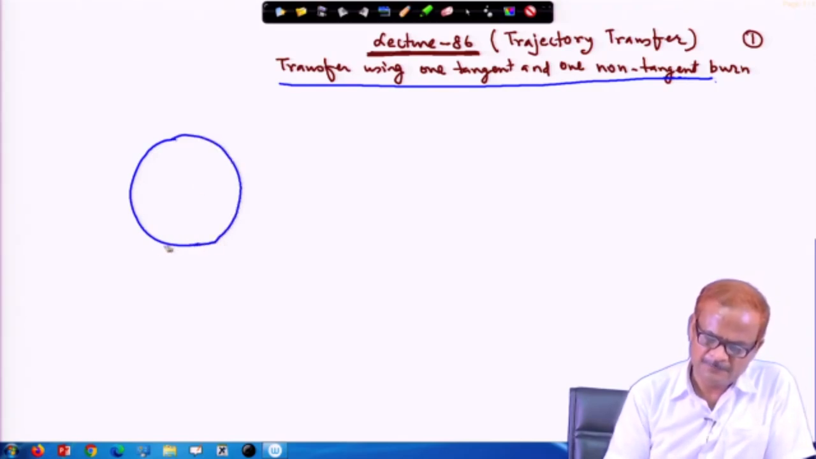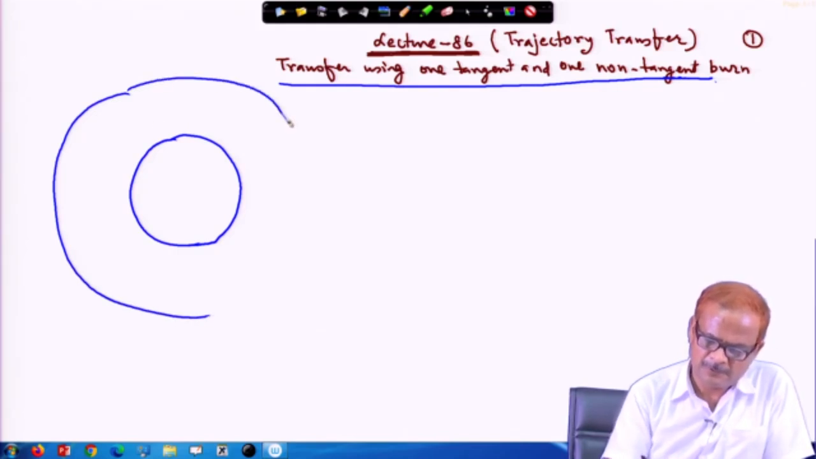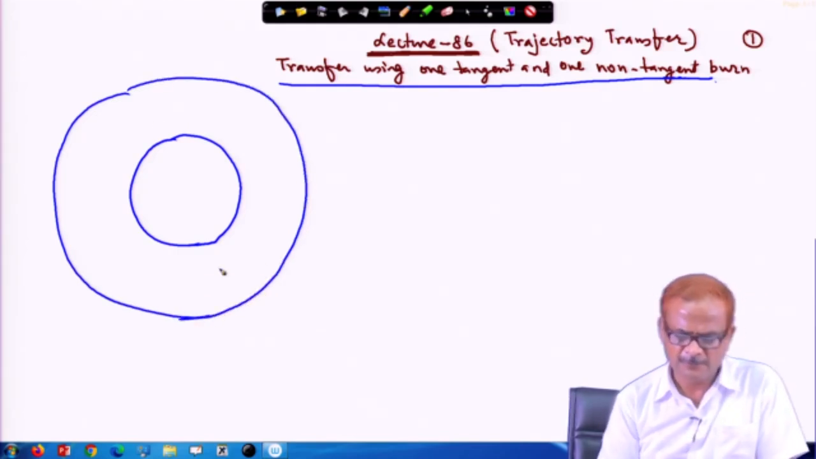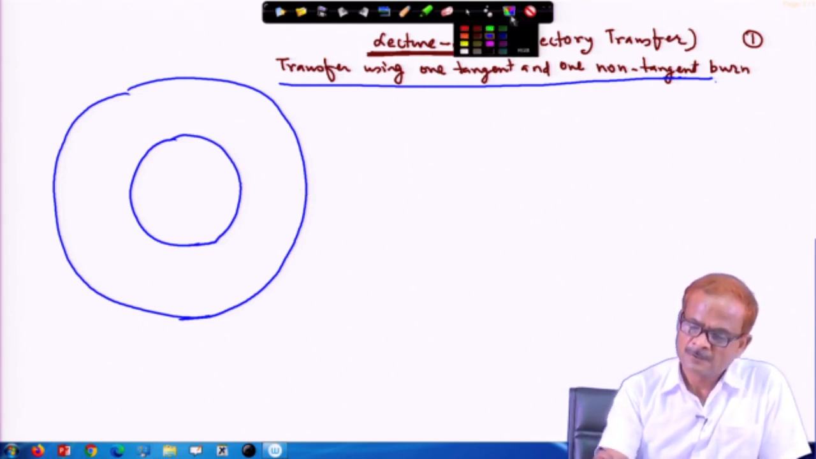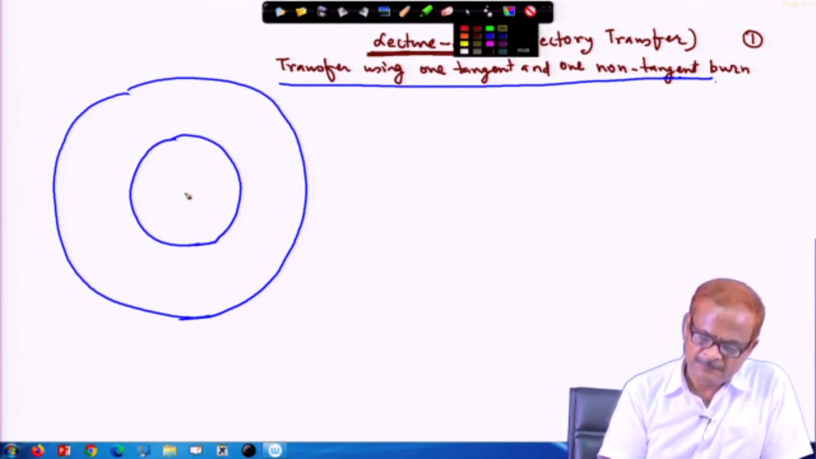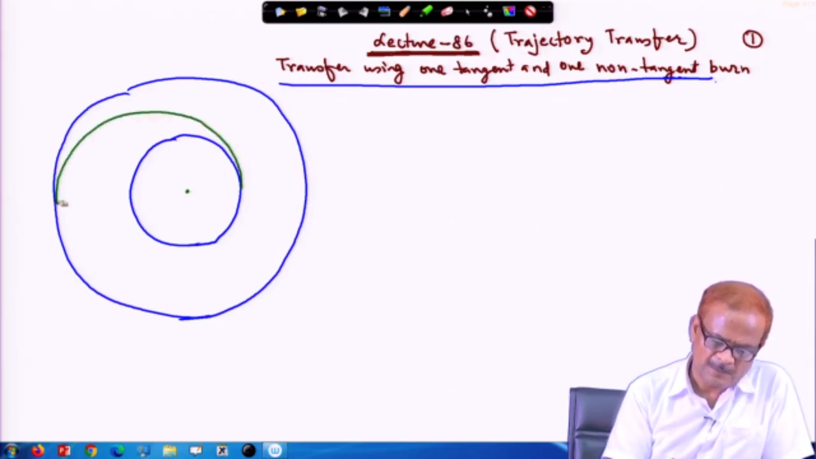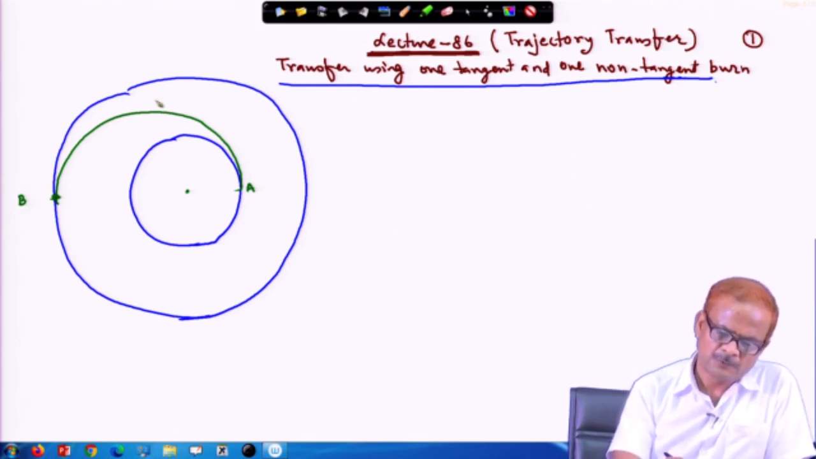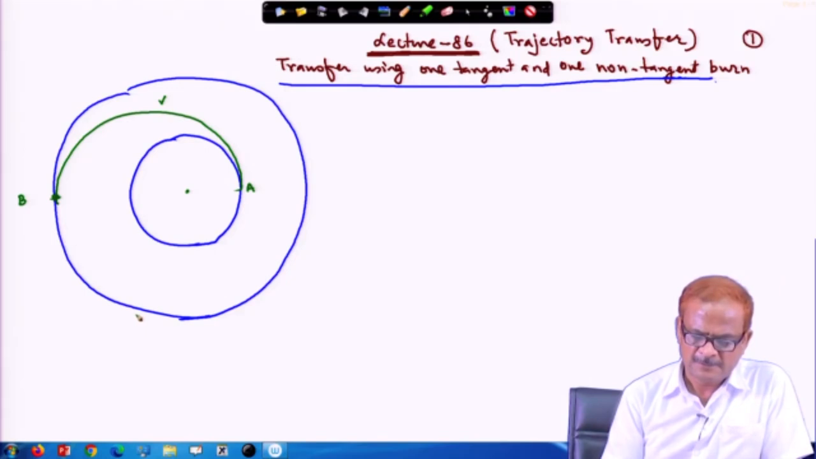Let us say I have this inner orbit and there is another outer orbit, and I have to go from inner to outer or outer to inner orbit. In the Hohmann transfer we will follow the trajectory like this, going from point A to point B. So, the total flight time is increased.